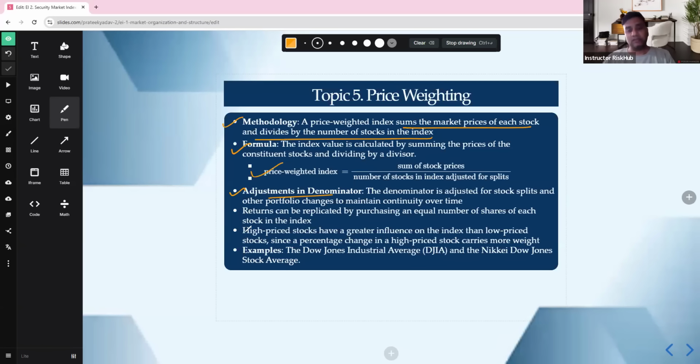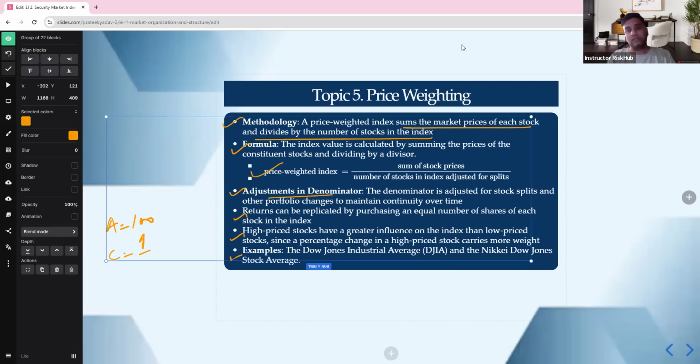So a simple idea here: let's say stock A is 100 and stock C is $1, and both double. A's impact is huge and C's impact is negligible. So a price weighted index is biased towards nominal price, not value. So remember that part. Very, very important to understand.